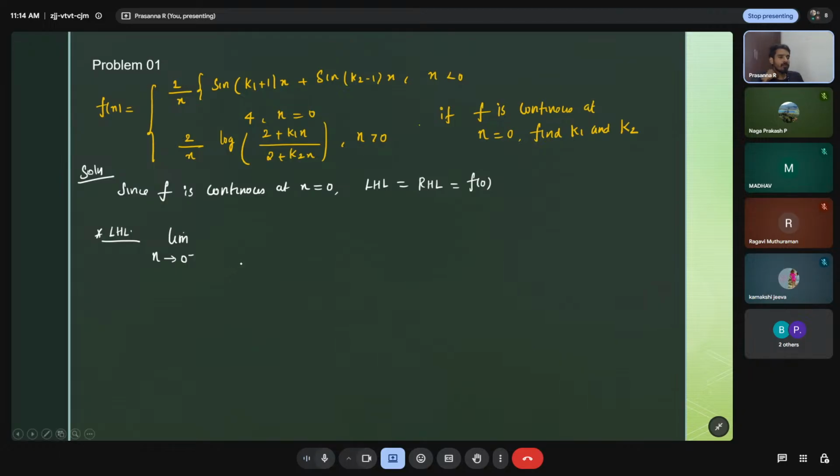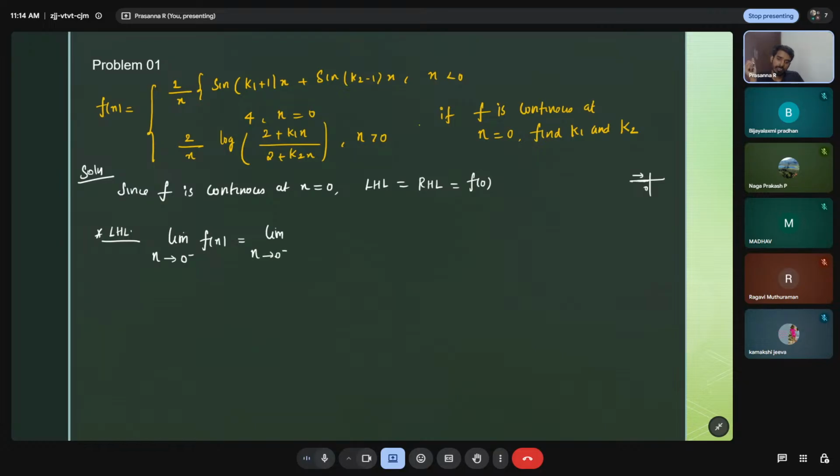I'm not using the definition of LHL, limit as h tends to 0 of f of a minus h. We don't need that. What I'm doing is finding the left hand limit of the function, the limit as x tends to 0 minus of f of x. We are approaching 0 from the left, so from the left my function is this one, because when x is less than 0, the function is this.